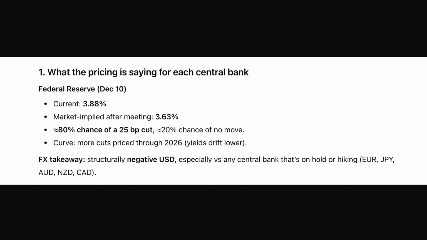So the first is obviously rate cuts. The market is definitely pricing in a better than 80% chance of a 25 basis point cut. And really, the key takeaway is the structurally negative dollar, especially versus central banks that are on hold or hiking. So, for example, the euro, the yen, the Aussie, the New Zealand dollar, and the Canadian dollar.